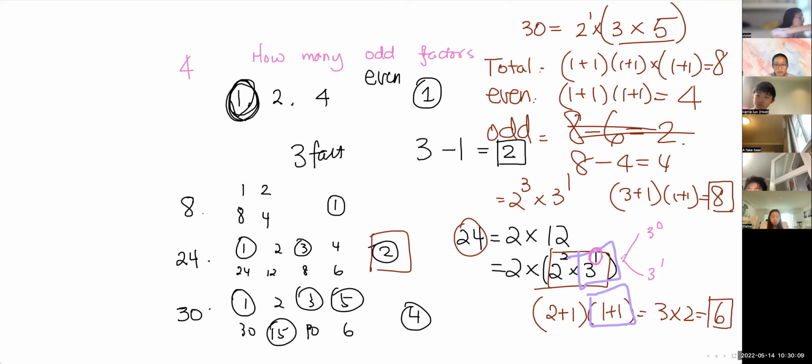Remember, when we only have a power of 1, it can split into 2 factors, because 3 equals 1 and 3. 9 equals 1, 3, 9. And 27 equals 1, 3, 9, and 27. So that's why the power of 1 always gives a factor count of 2, because it's 1 plus 1. And this 2 became 2 plus 1. That's the same thing. So it all applies the same way.